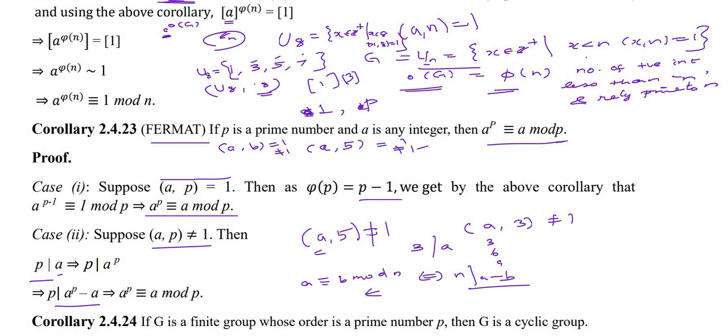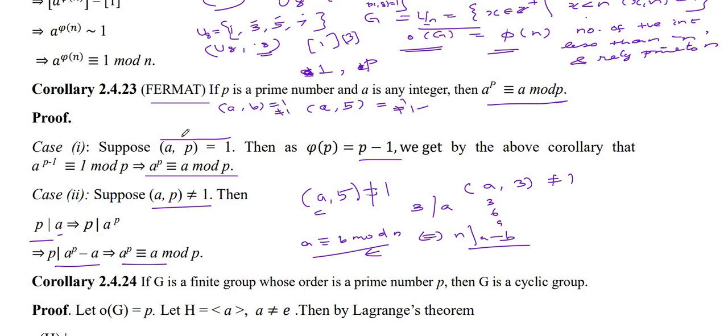So A^P minus A is divisible by P, which means A^P is congruent to A mod P. That is, by this you have this. So in both the cases, whether they are relatively prime or not, we have established that the result is true.